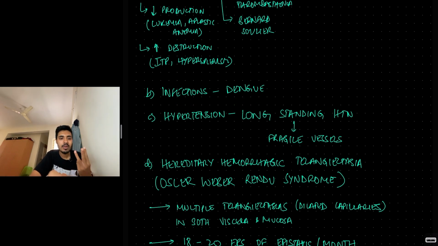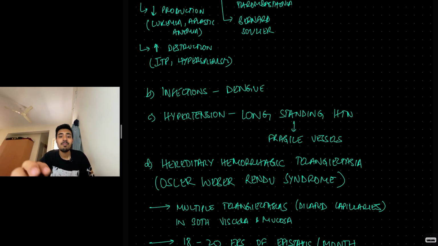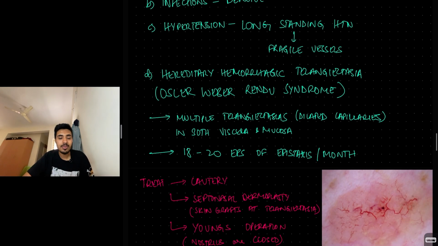epistaxis, bleeding. Long-standing hypertension. Now, just a sudden episode of hypertension is actually not a direct cause of epistaxis, but long-standing hypertension can make the blood vessels very, very fragile. Hypertensive vasculopathy. This can cause epistaxis, a systemic cause of epistaxis.